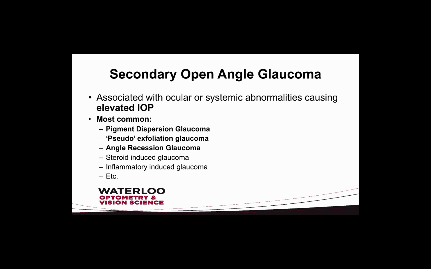All secondary open-angle glaucomas are associated with an ocular or systemic abnormality that causes an elevation in IOP. And it's this elevation in IOP that leads to glaucoma. The most common types that we're going to see in practice are pigment dispersion glaucoma, exfoliation glaucoma, and angle recession glaucoma. And so we're going to spend more time talking about these three.